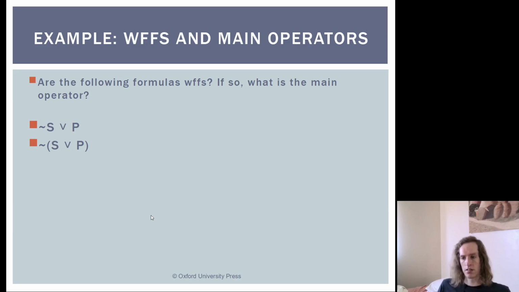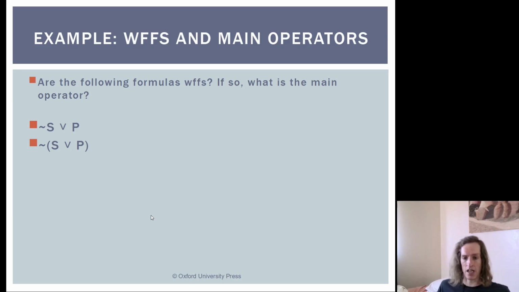So here's the example I was just talking about, actually. Here we have, it is not the case that S or P. S is a well-formed formula. It's just a capital English letter. P is a well-formed formula, a capital English letter as well. We know that S or P is a well-formed formula because it's just a disjunction between two capital English letters. So that's a well-formed formula.